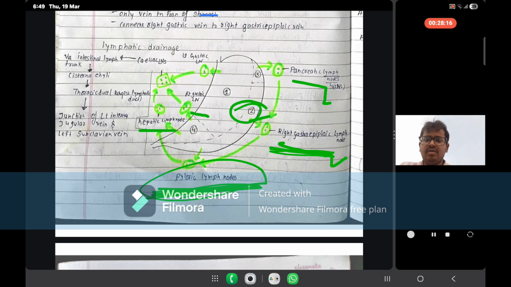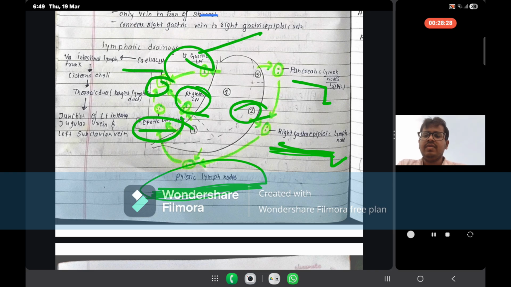right gastric lymph node. This is the left gastric lymph node. This is the upper part, and this is the left gastric lymph node. This is the right gastric lymph node. This is the hepatic lymph node. So this is the celiac lymph node.